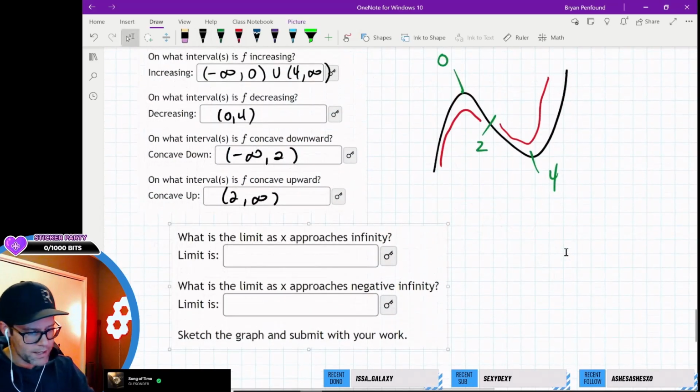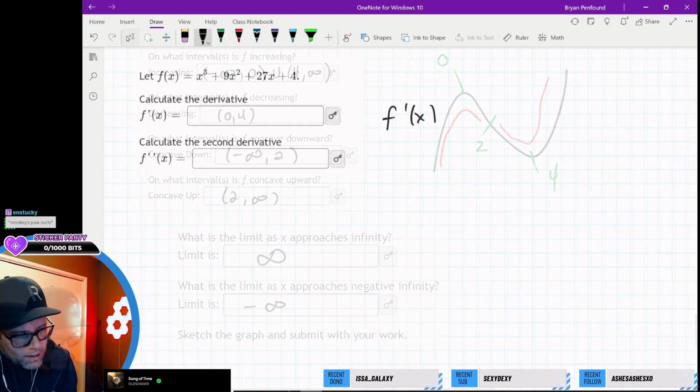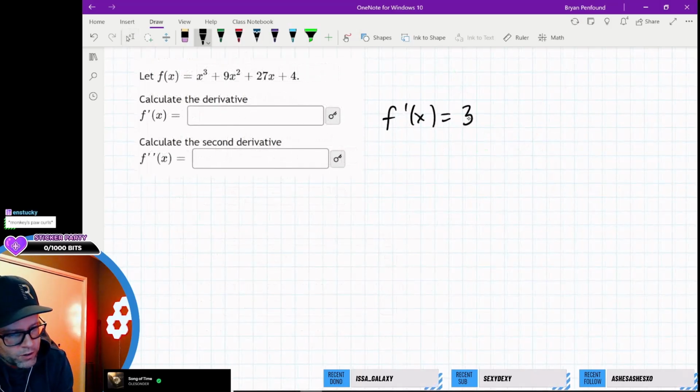What is the limit as x approaches infinity? Well, that's just going to be positive infinity, and as we approach negative infinity, it looks like we're tending towards minus infinity. I feel like this is a very similar story with 3x squared plus 18. We just might have a bit more to do with the factoring here, maybe?